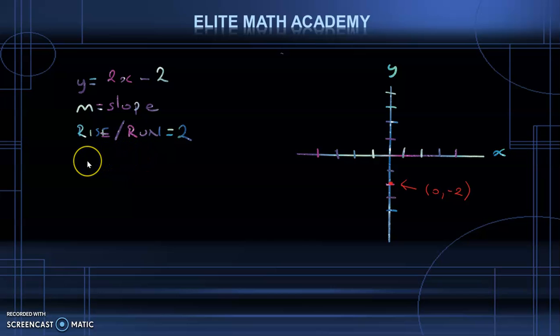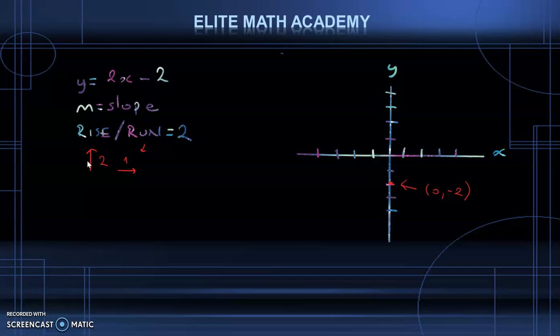What does this mean? If the rise over run for 2x minus 2, which is the slope, for any 2 points, 2 units that we count towards the y-axis, we will move 1 as run, and this is how we determine the next point on our graph.